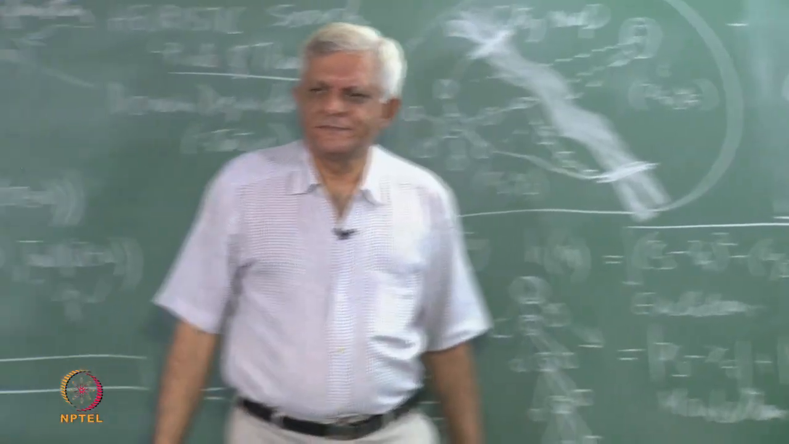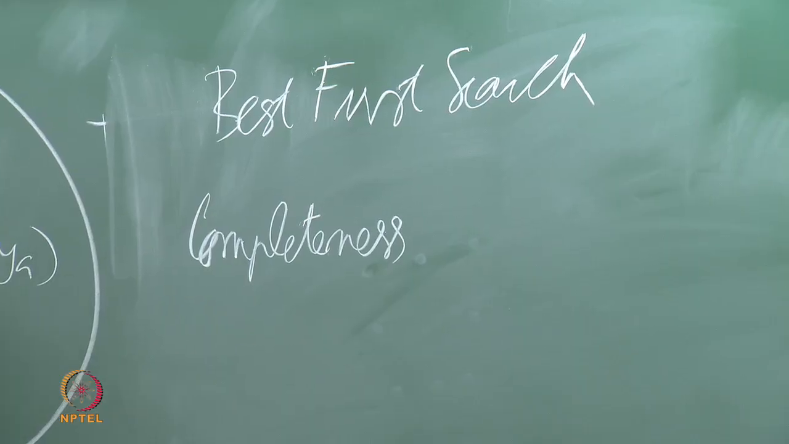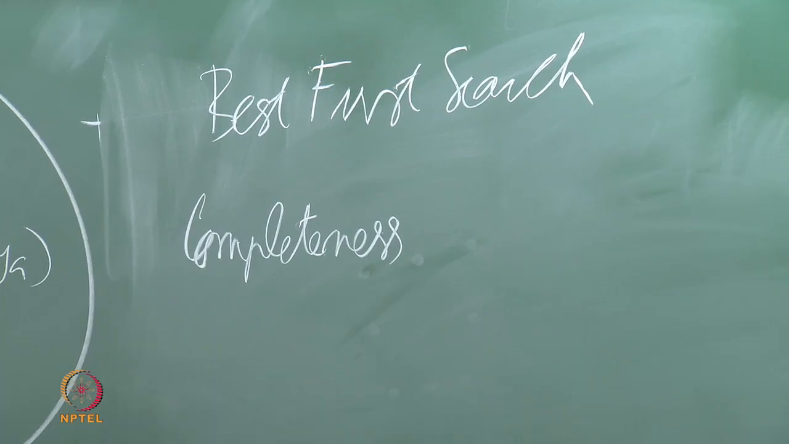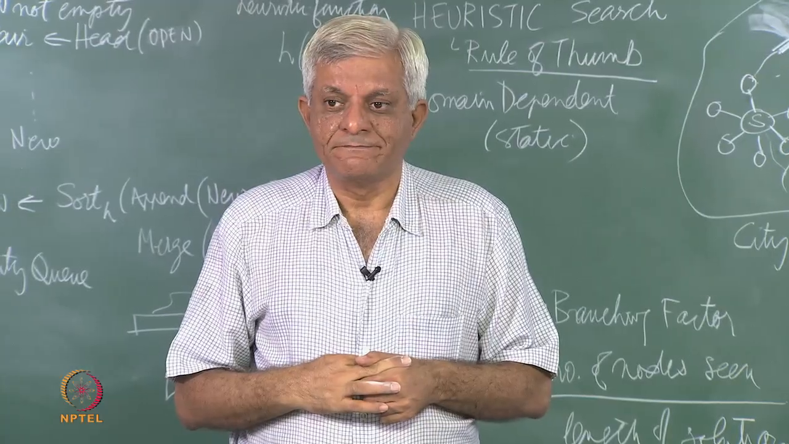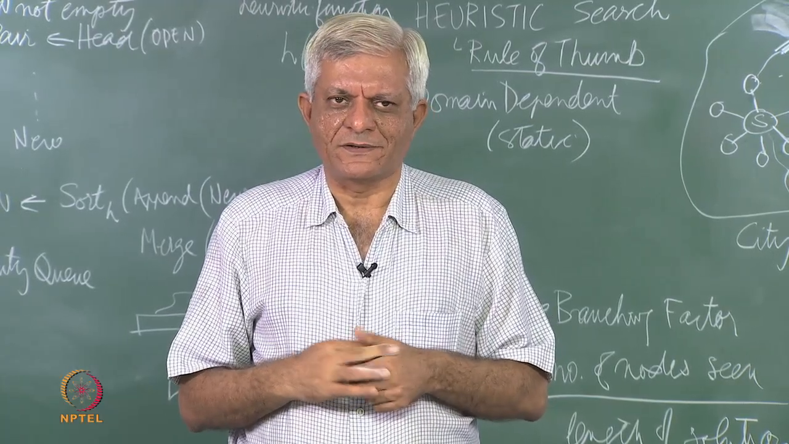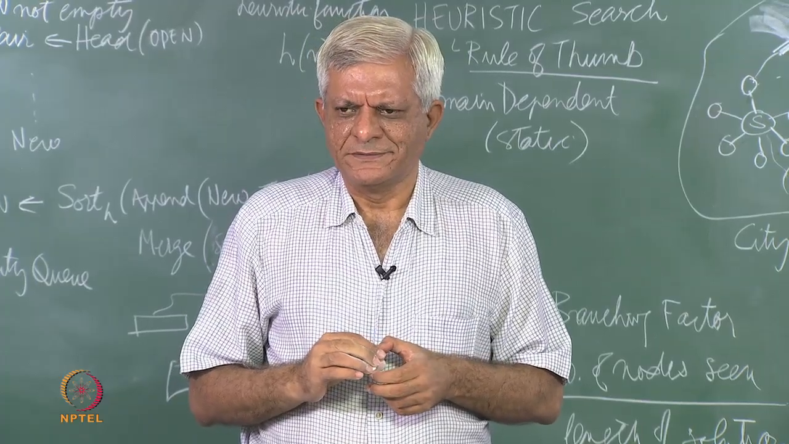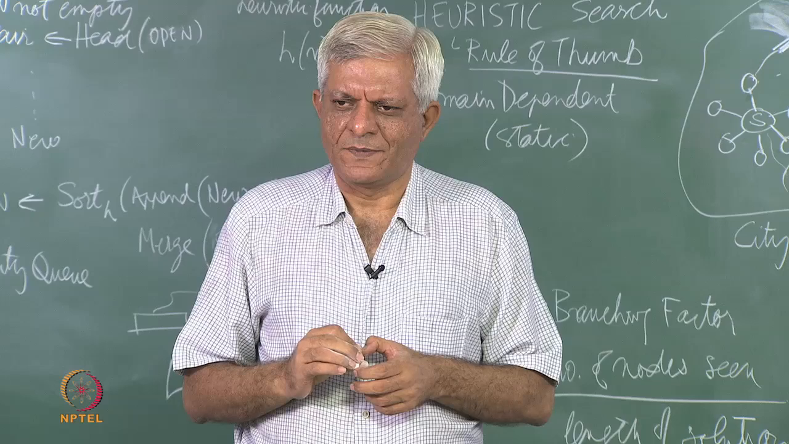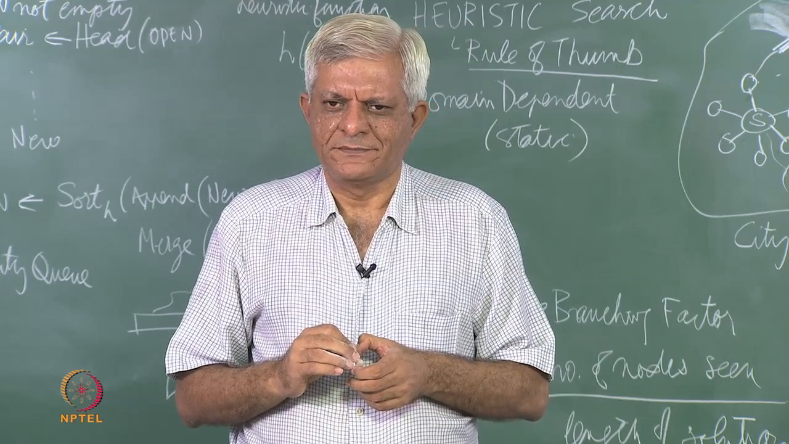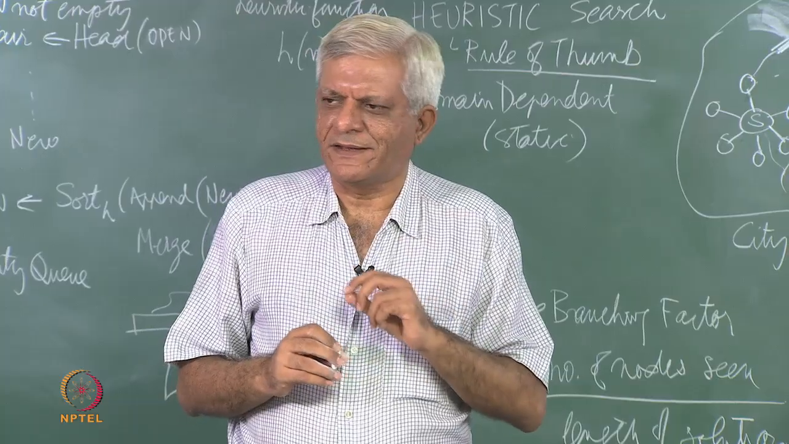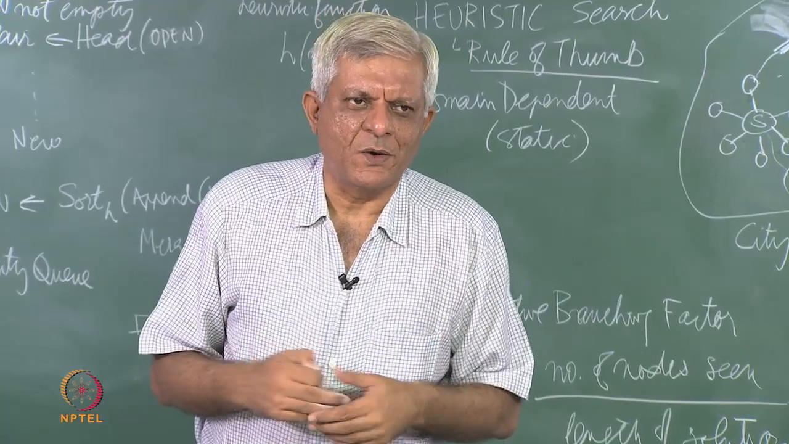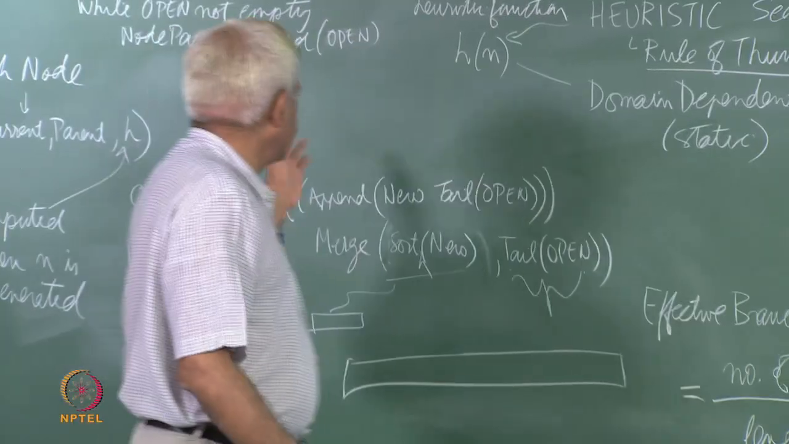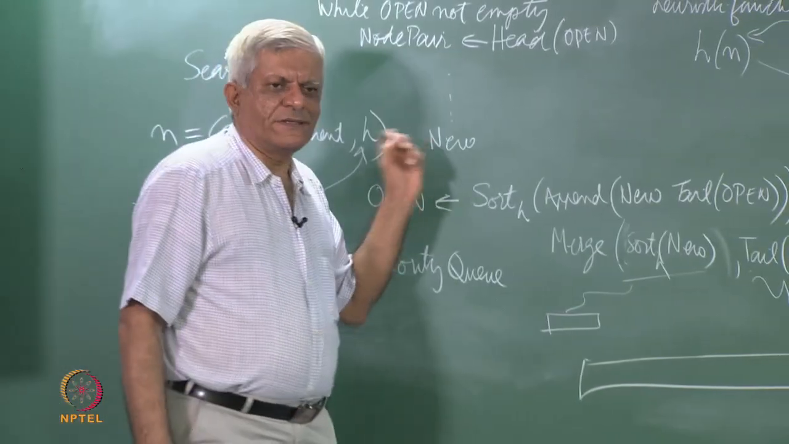So, best first, what are the properties? Completeness, let us assume that it is a finite space for simplicity. It is complete. But how would you justify your argument? Actually, we did not give a very formal argument even for the earlier searches, but we can give it now. Looking at this algorithm, how can you say that it is complete essentially?